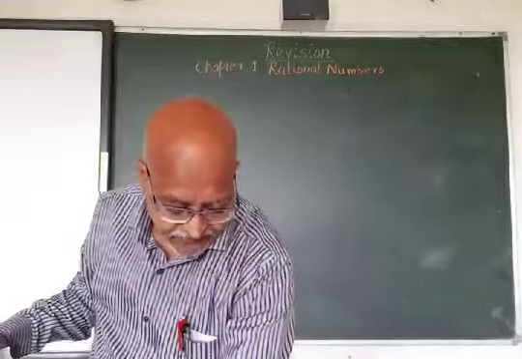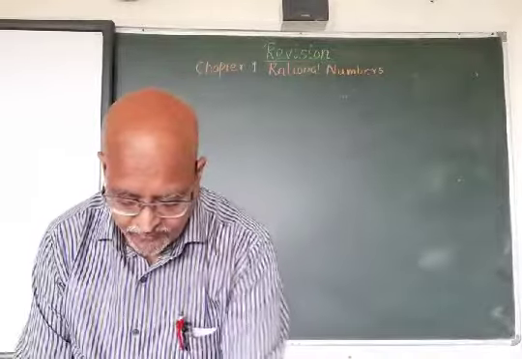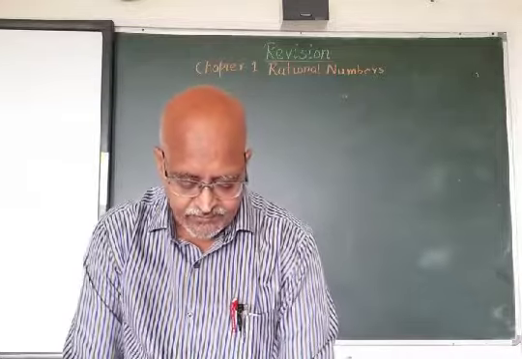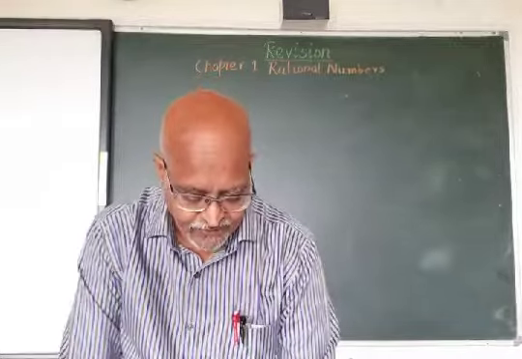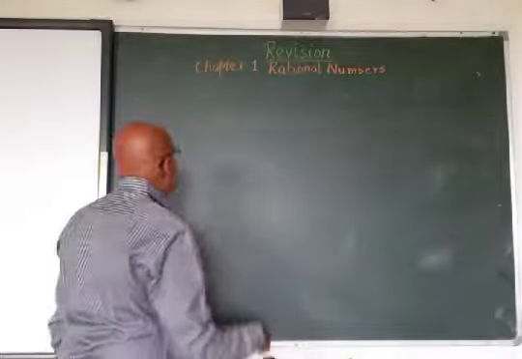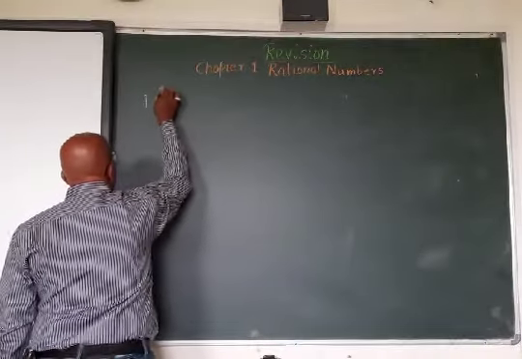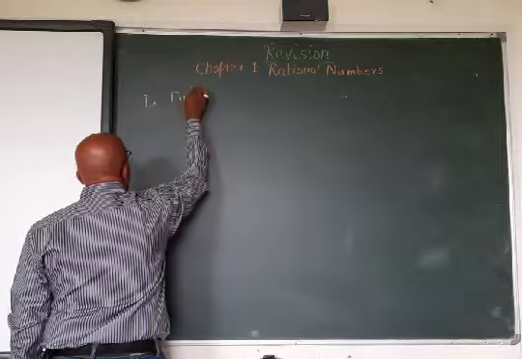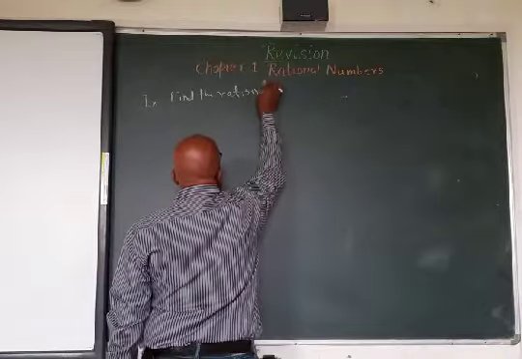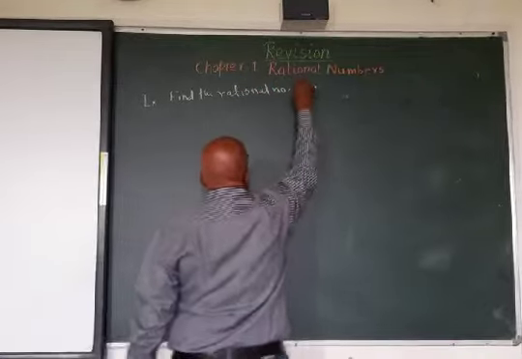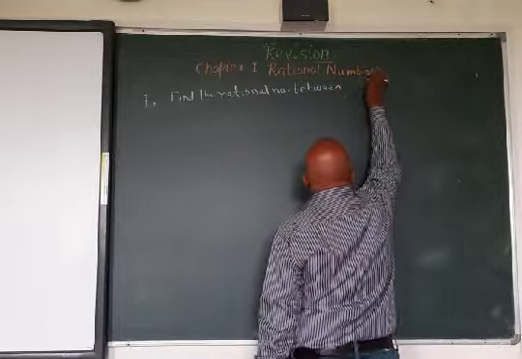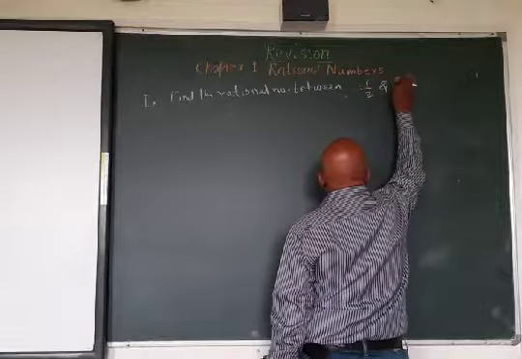Now some other examples, for example rational numbers. To find the rational numbers between two consecutive rational numbers or two different rational numbers. Here the example is: find the rational number between minus 1 by 2 and 1 by 2.